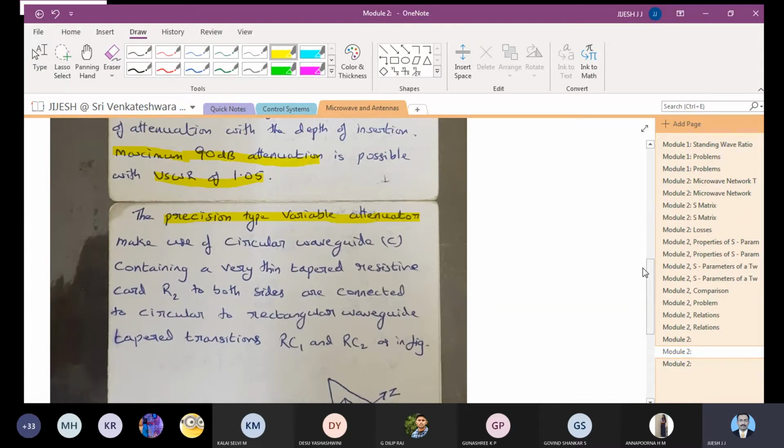Underline this precision type variable attenuator. It will have some components like a circular waveguide, and it also contains very thin tapered resistive film, and it has three resistive cards R1, R2, and R3. It also has a circular to rectangular waveguide as well. So we can call it RC1 and RC2. This is the combination of the things available in a precision type variable attenuator.